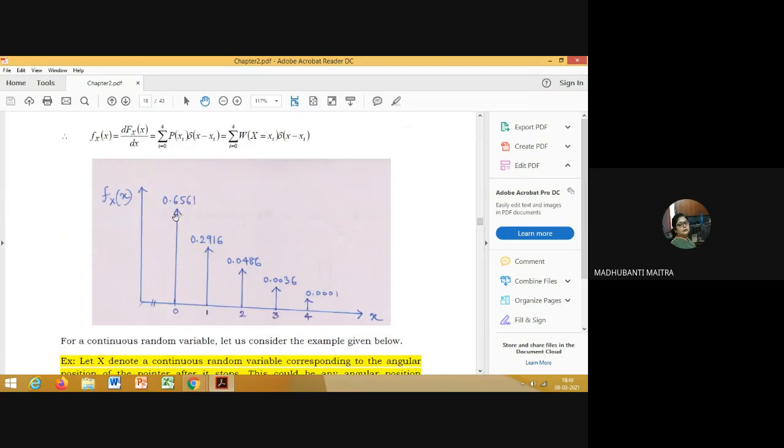At 0, the value was, this is the probability was probably 6561, right? So from this diagram, it's clear that, look at this expression. So from this expression, again, it's clear that fx, the density function, also gives us some probability.